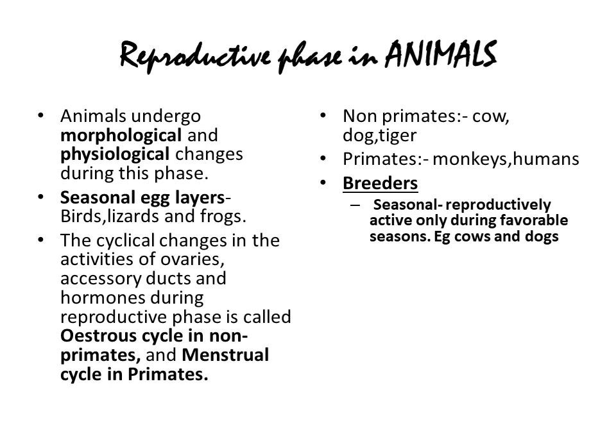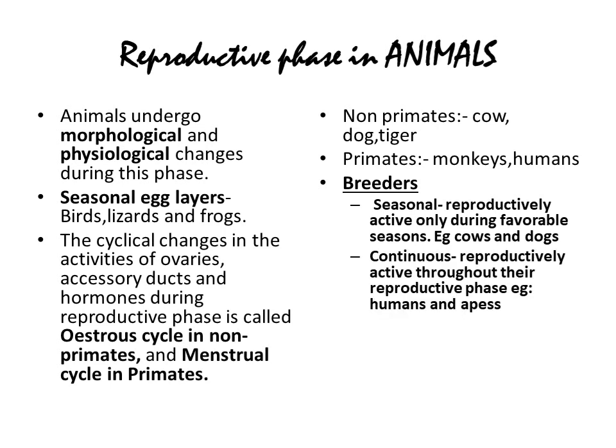There are two types of breeders, seasonal and continuous. Seasonal breeders are reproductively active only during favorable seasons, for example, cows and dogs, whereas continuous breeders are reproductively active throughout their reproductive phase, for example, humans and apes.